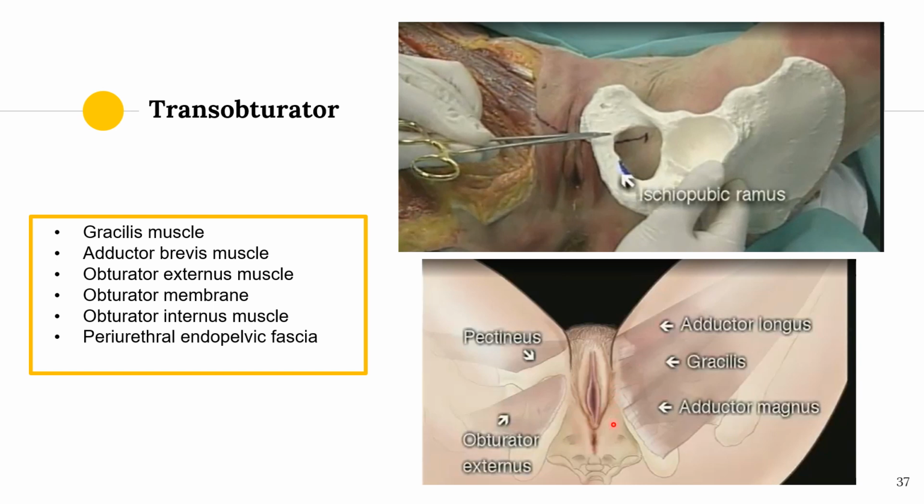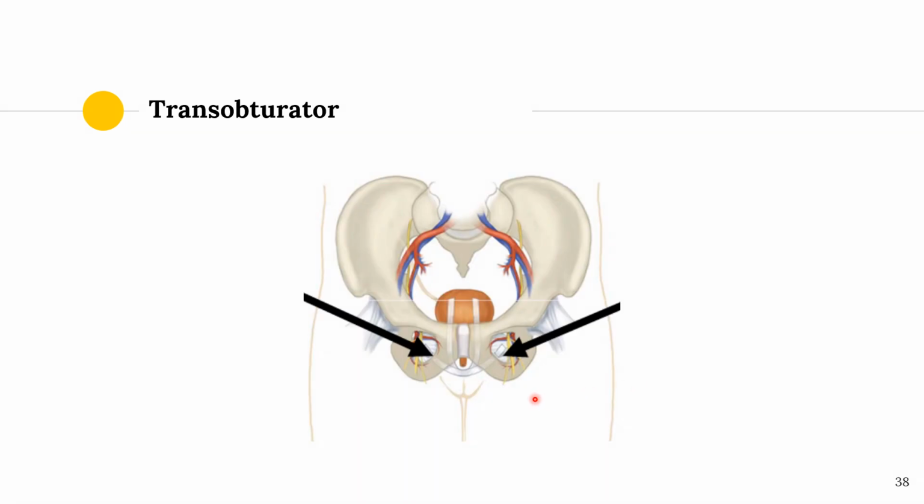So it should curve nicely around the ischiopubic ramus, making sure the needle always remains in close contact with the ischiopubic ramus. It curves around the structure and comes out at the periurethral endopelvic fascia where we have created the tunnel. By doing so, this is how the TVTO tape should appear at the end of the procedure.